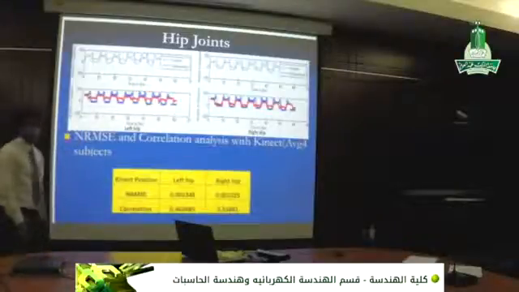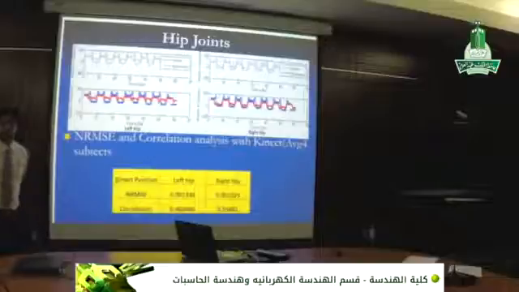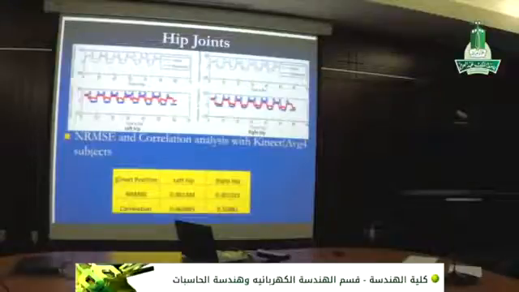May I ask something? What's the reason why the correlation coefficient in the hip joint is less than the others? Is it because you cannot indicate the position when you put the sensors or something like that?